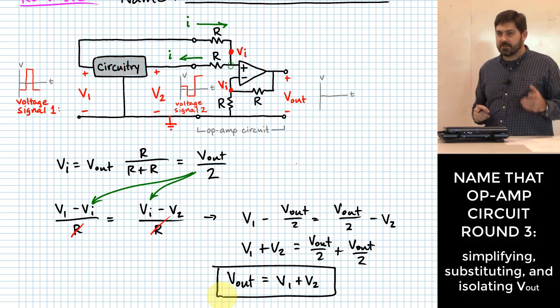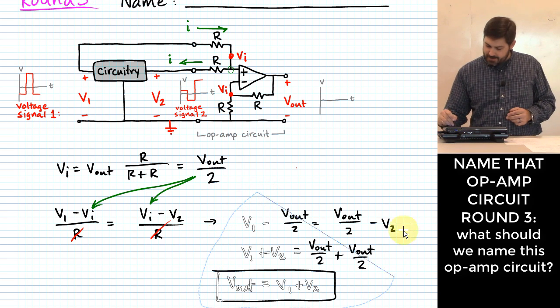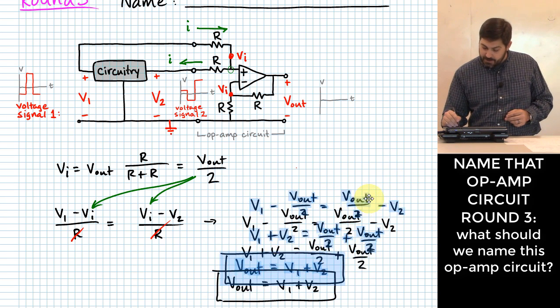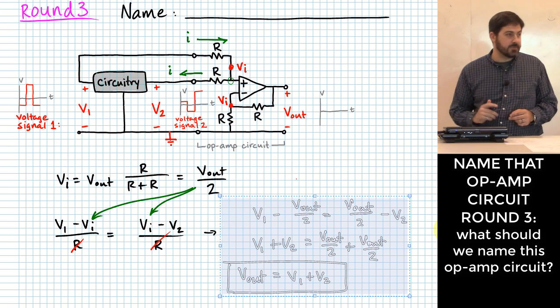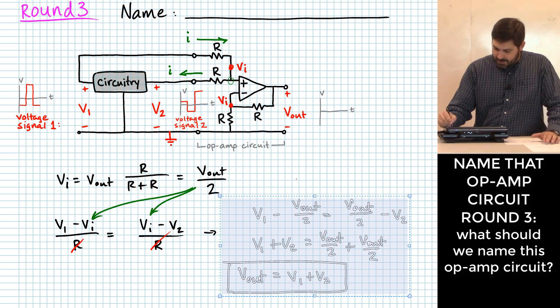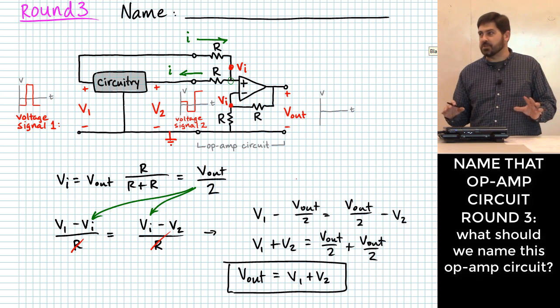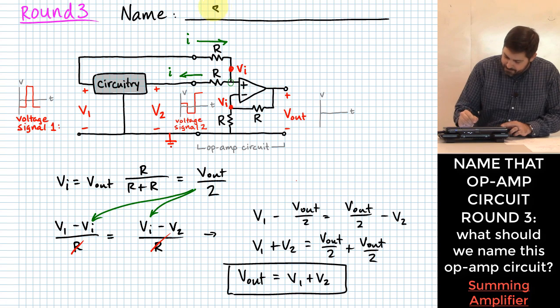So what does this circuit do? Okay? It combines the voltages. It literally sums the voltages, right, for two different signals. So what do you think we might call this circuit? Again, the trick to this is don't be too creative. This is called a summing amplifier.